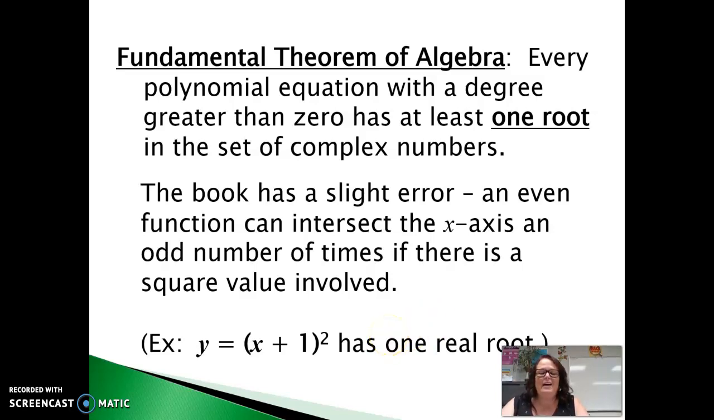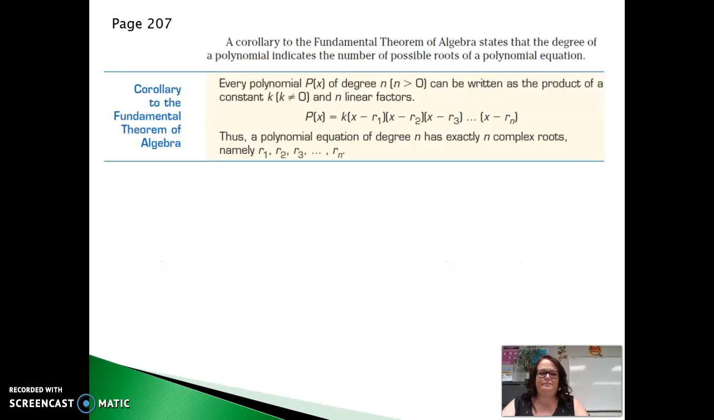Let me repeat myself. I wanted to start the video over again, but there's no point. So the book does have a slight error. So as this says, an even function can intersect the x-axis an odd number of times if there is a square involved. So for example, if we look at (x + 1) squared, I would have a 0 at x equal to -1. But if you remember from Algebra 1 or Algebra 2, we called that something like a double 0 because -1 is a 0 for this function twice because it's squared. That's what I was trying to get across.